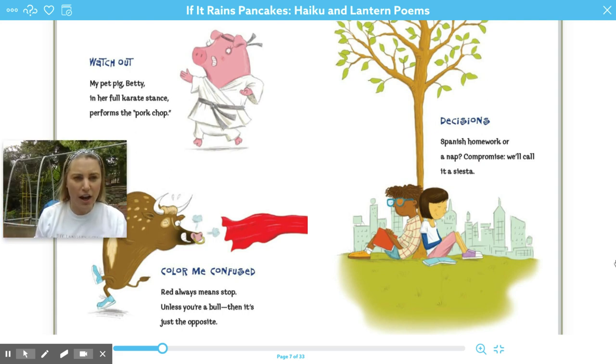Watch out! My pet pig, Betty, in her full karate stance, performs the pork chop. Color me confused. Red always means stop, unless you're a bull. Then, just the opposite.